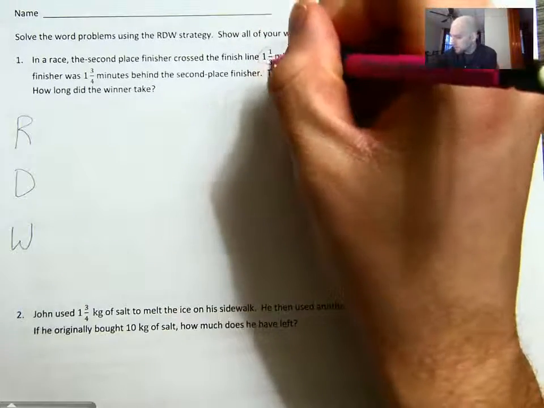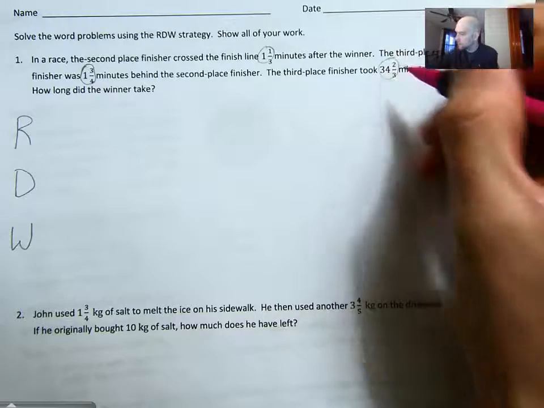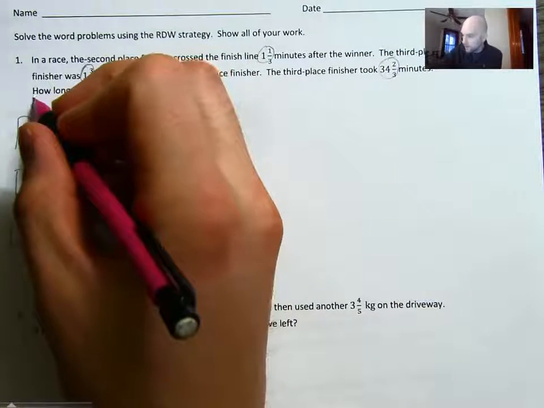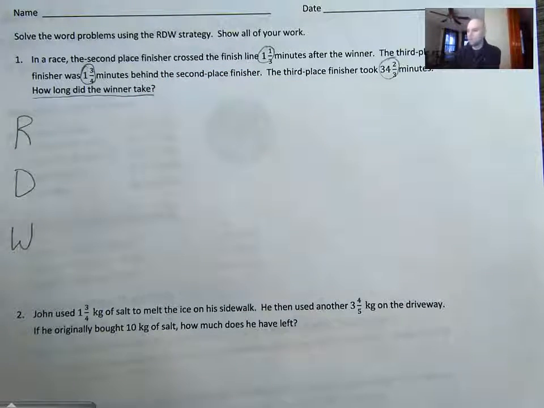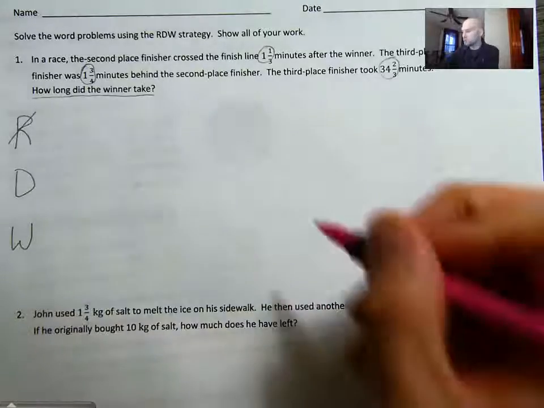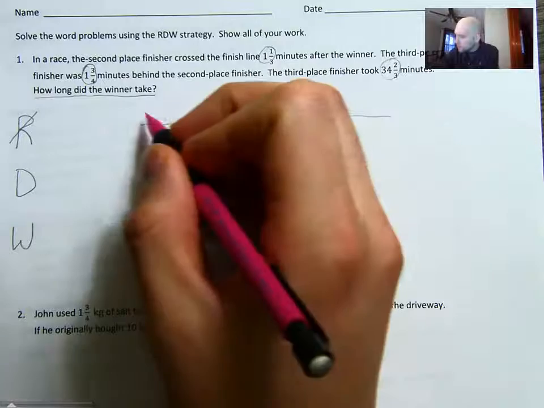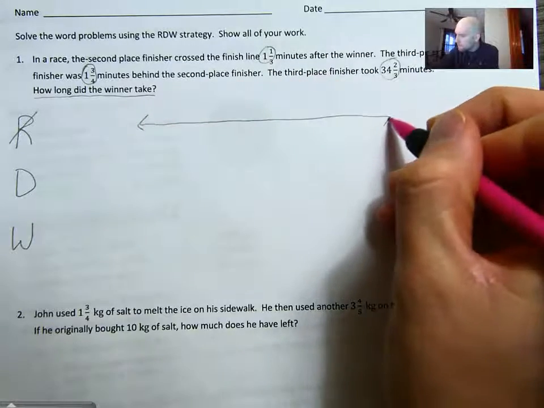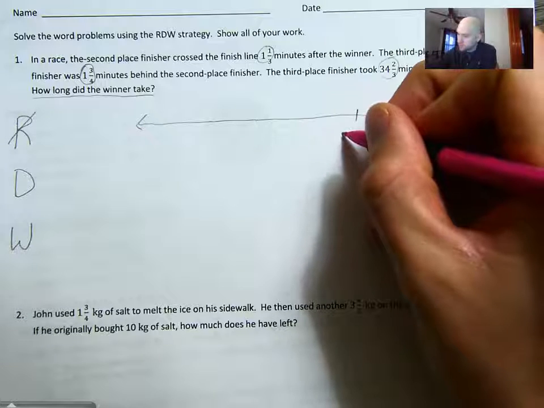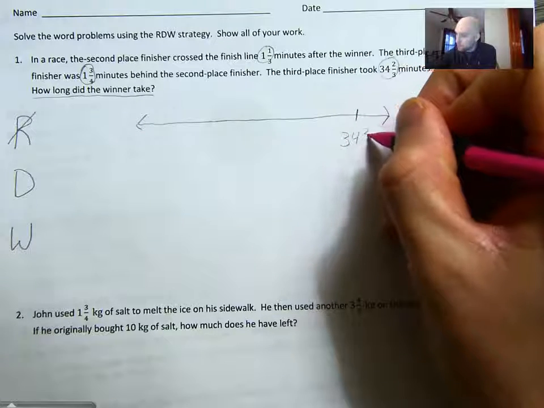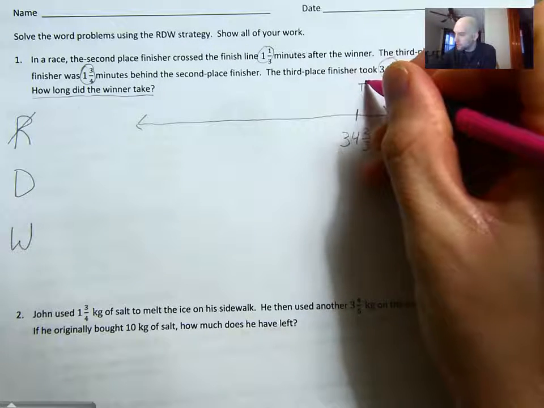So I'll circle my numbers here: 1 1/3, 1 3/4, 34 2/3. And I want to find out how long the winner took. So now that I've read, I'm going to start by drawing a number line. And I know that the third place finisher finished with 34 2/3 minutes. I'm going to write a T up here for third.